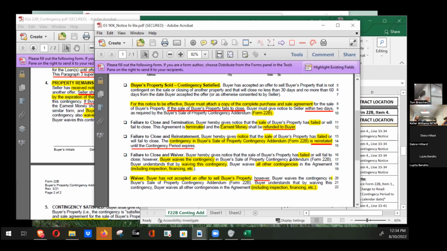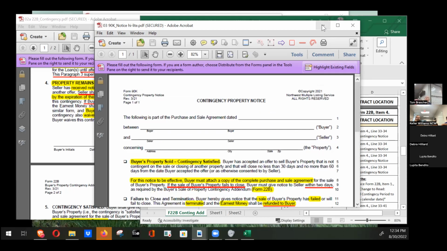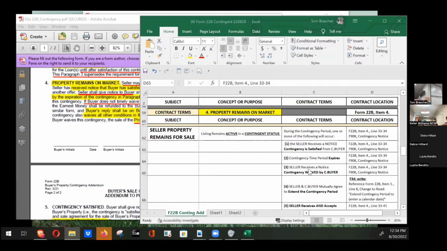Okay. So this form is a pretty interesting form. So as I come back in here, the seller, did I have the reinstatement in here? Seller satisfied, time period expires. Seller received notice of contingency waived by the seller or by the buyer. And then this is also 90K, and then also seller and buyer mutually agree to extend the contingency period. If that's the case, you just have a form 34. You say reference form 22B item 1, line 8, change to read, extend contingency period to enter calendar date.